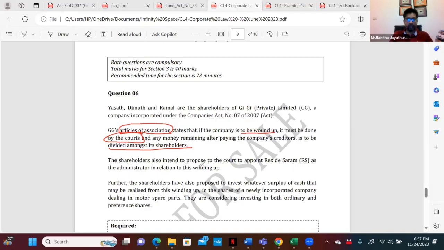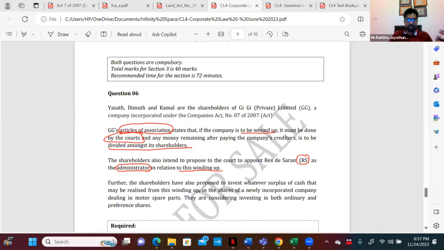The shareholders also intend to propose to the court to appoint Rex Dicerum, RS, an individual, as the administrator in relation to this winding up. So that is where you get the administrator.